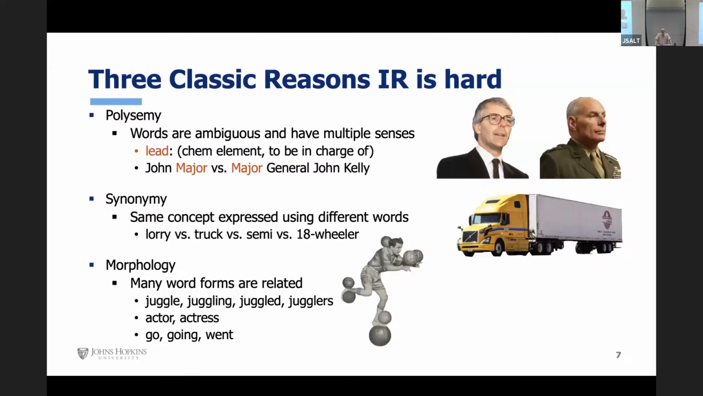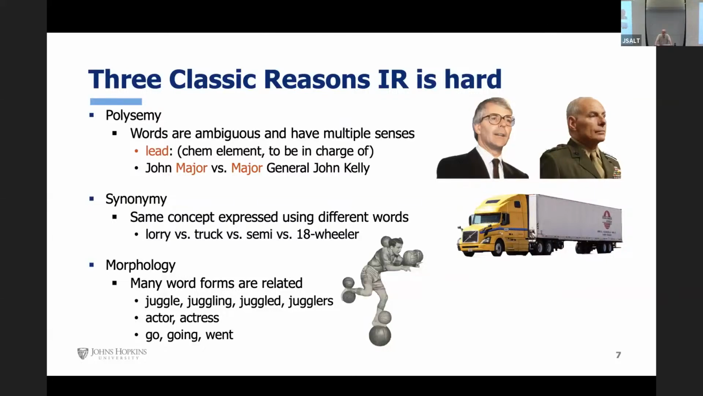So why is it hard? Well, there are actually quite a number of reasons that information retrieval is hard. But three of the big ones are these. Polysemy, so you have words that are ambiguous, like lead or lead, however you want to pronounce that first word, depending on the context, or John Major versus Major General John Kelly.